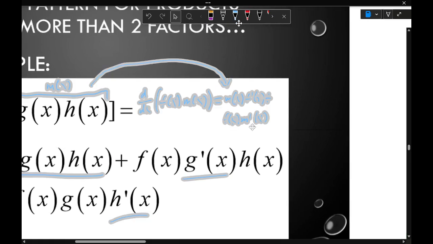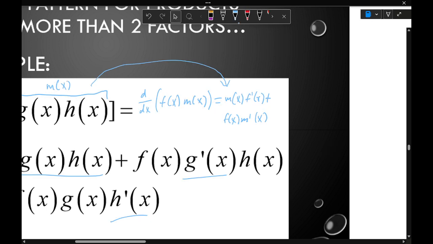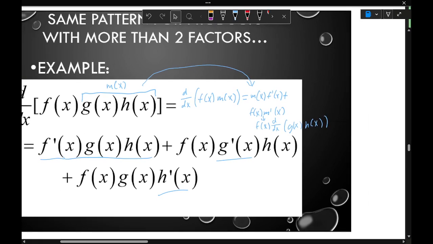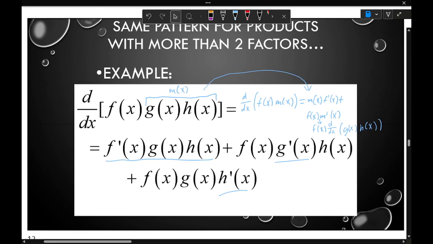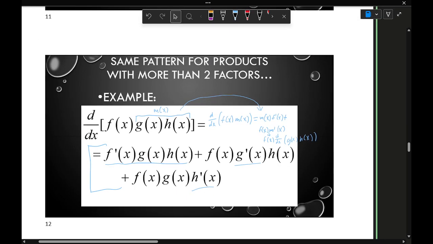And then this here will just be another product rule. It would be f of x. Like this would turn into f of x times d over dx of g of x times h of x, and then you just do the whole thing again, and that would eventually just evaluate to this whole thing here. Just trust me on that one.